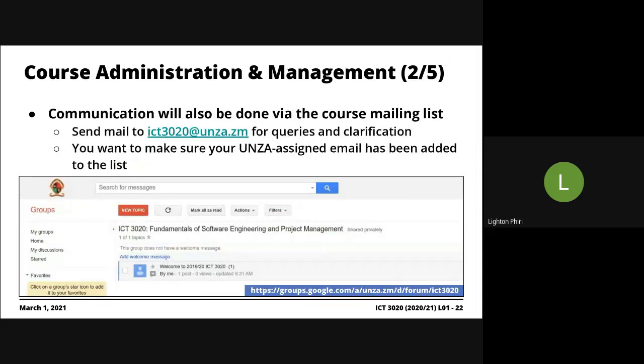And then also, if you haven't figured this out yet, we've already sent communication via the mailing list. There's an ICT 3020 mailing list, which is extensively used for communication when it comes to sending out important notifications. For instance, if there's an assignment available, all these things are going to be done by Moodle.